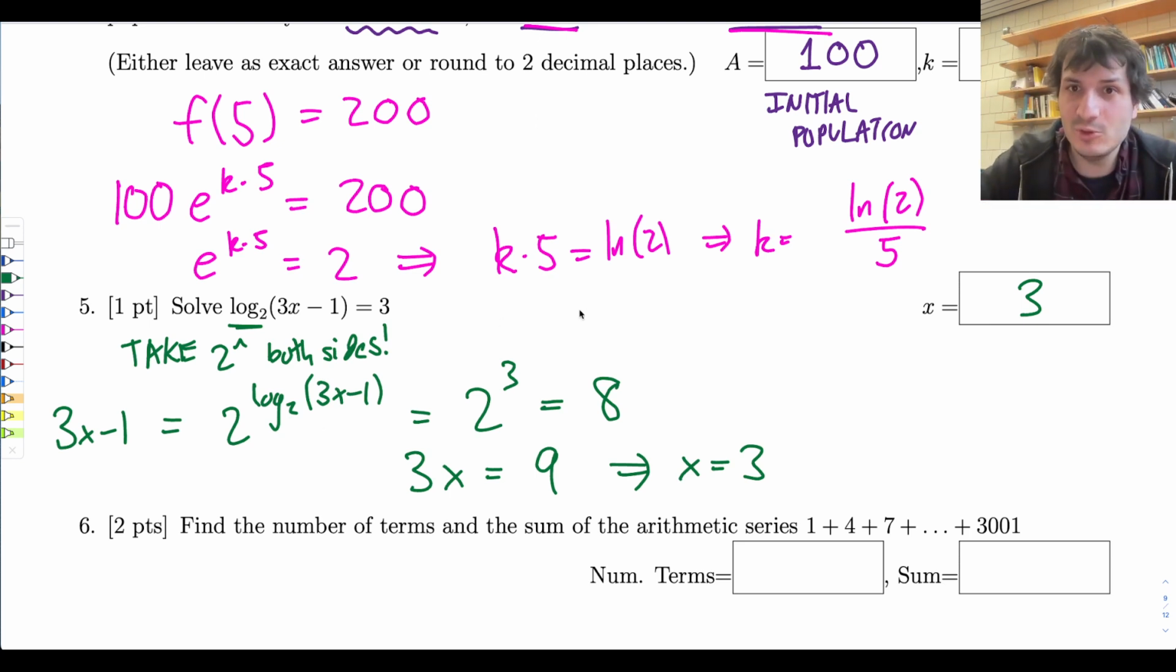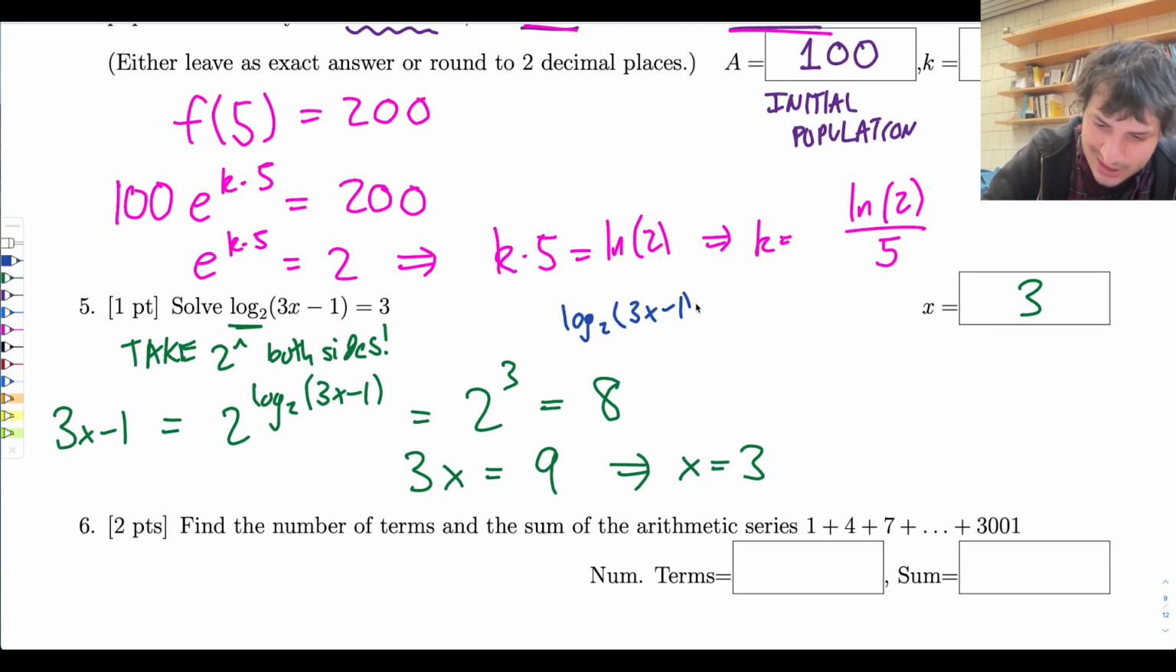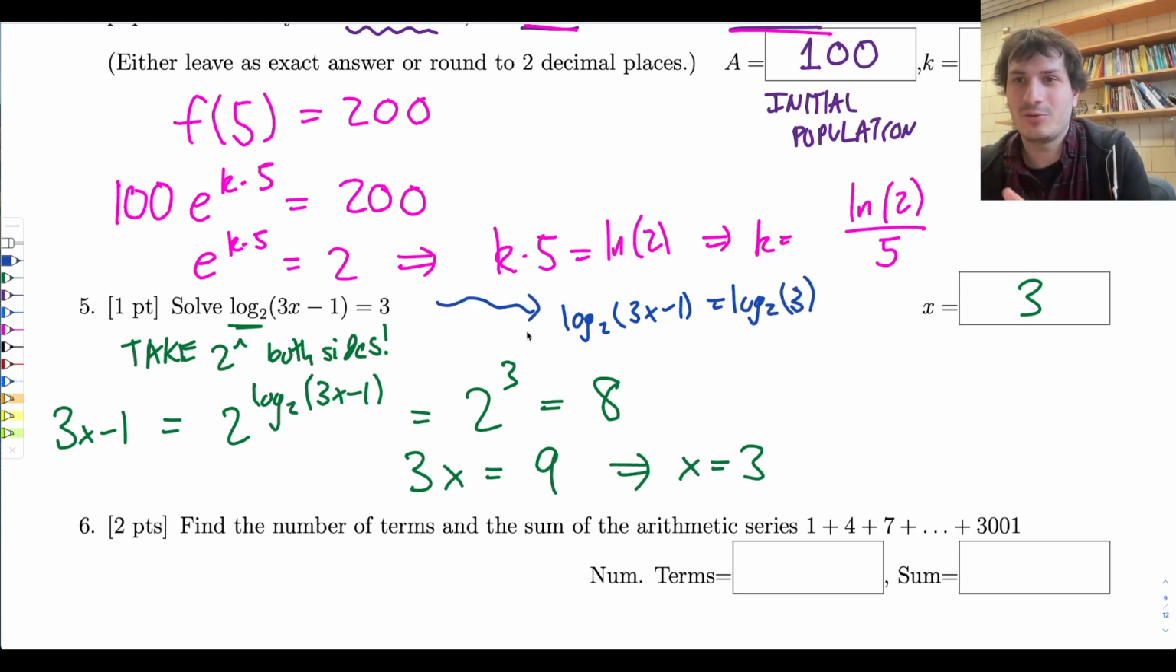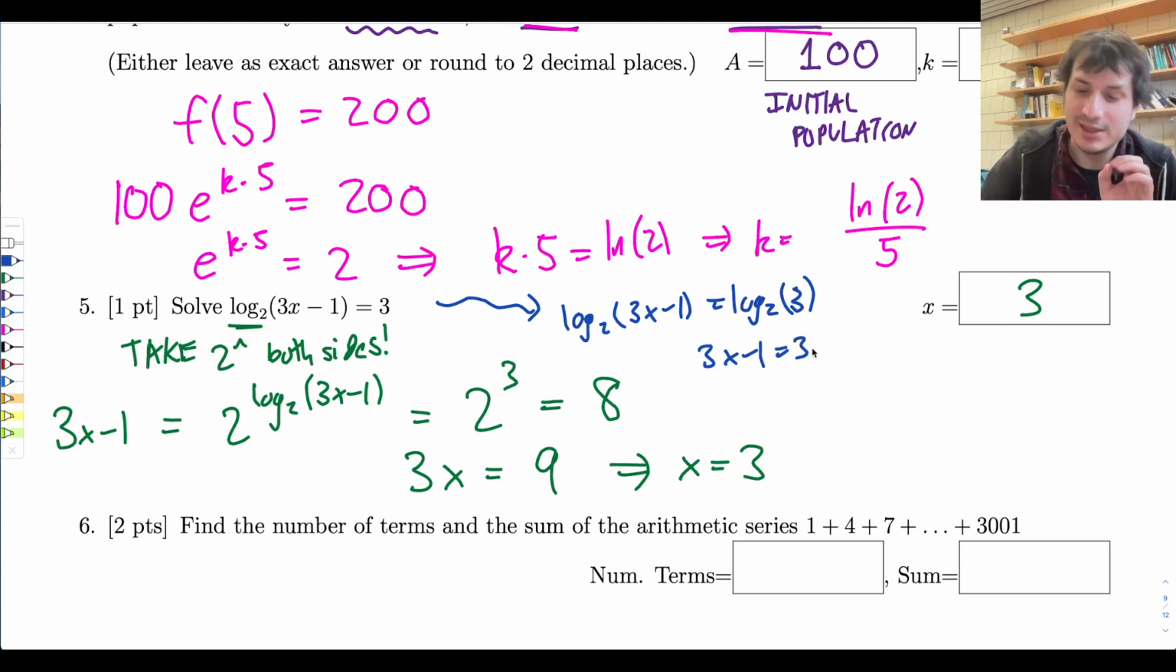I saw a lot of people who applied log to both sides. Let me do it in a different color so you know it's not right. They wrote stuff like the log base 2 of 3x minus 1 equals the log base 2 of 3. That was their first step. So they applied log base 2 just to the right-hand side, then had 3x minus 1 equals 3, and then x equals, I guess, 4/3 or something. If you did that, it's not right because you can't just apply a log for nothing.